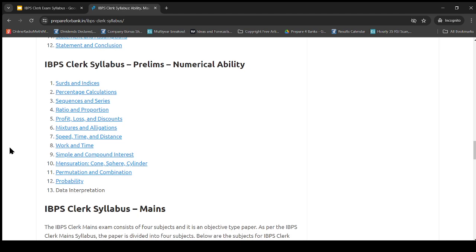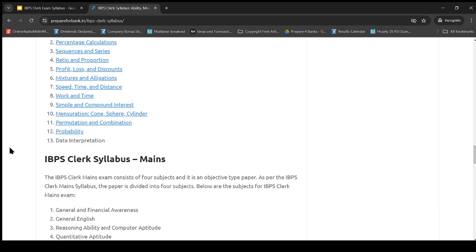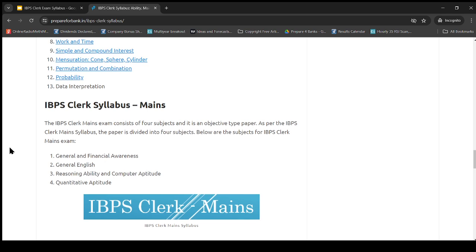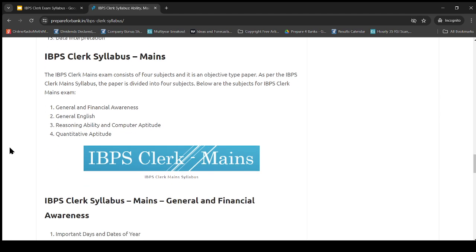Now after clearing the preliminary exam, we will be asked for the mains exam. The mains exam syllabus is a bit larger than the earlier prelims exam, and there we will be seeing some additional portion. That additional portion is general and financial awareness along with the computer aptitude. Apart from that, the general English, reasoning ability and quantitative aptitude remain the same.